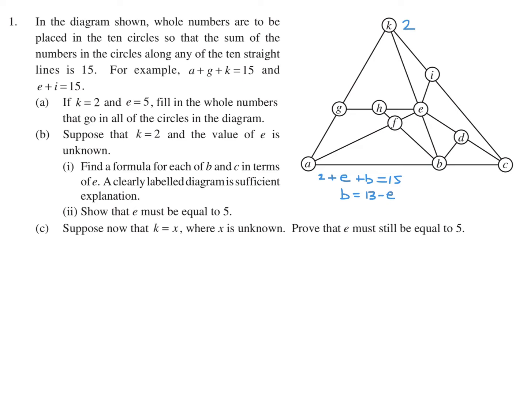So I got one. They wanted B and C in terms of E, so I'm halfway there. Where else can I go now? This line right here gives me another equation: 2 plus I plus C is 15. So I is equal to 13 minus C. I'm going to need a little more help here, so I'm going to use these guys right here.